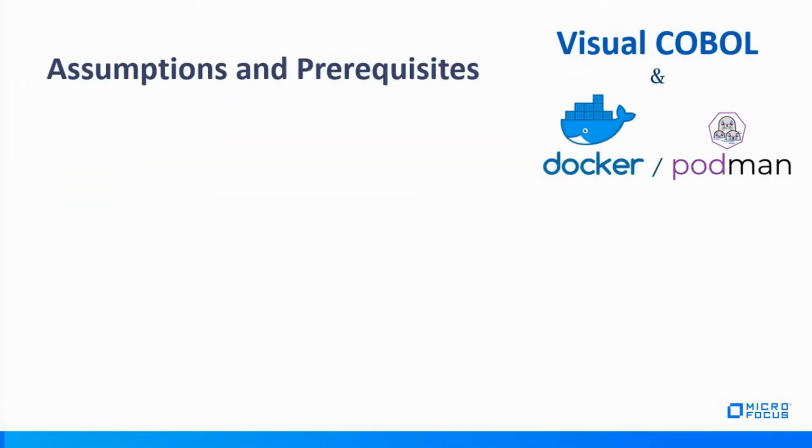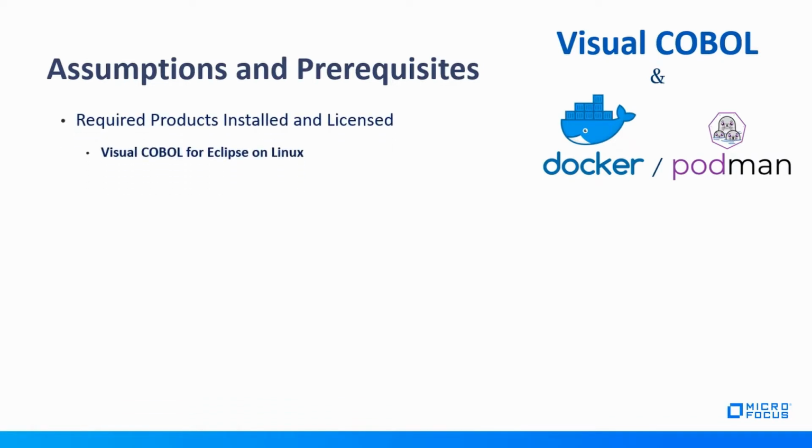The information in this video assumes that you have the required products installed and licensed. These include Visual COBOL for Eclipse, which is required to debug a deployment image from the Eclipse IDE. This must be installed on a Linux platform. You can find information about installing and licensing Visual COBOL for Eclipse, as well as how to use many features of the product, in the YouTube playlist Visual COBOL for Eclipse in a Nutshell.